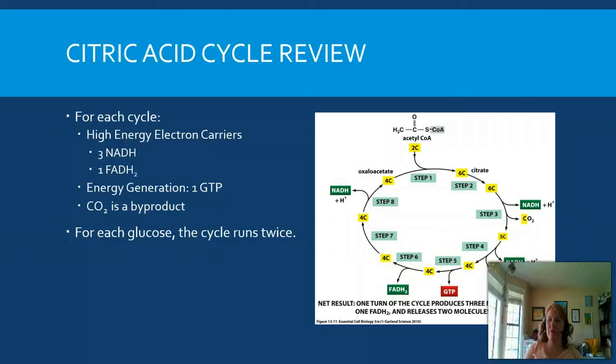So here's a review of the steps that we just talked about. For each cycle, and remember for each glucose there's 2 cycles, we get 3 NADHs and 1 FADH2. These molecules are going to carry those high energy electrons to the electron transport chain. We generate 1 molecule of GTP, and CO2 is the major byproduct of this process. Since it's called the citric acid cycle, it's a cycle. That's the big key, it is ready to act again. And remember, this is all occurring in the mitochondria.